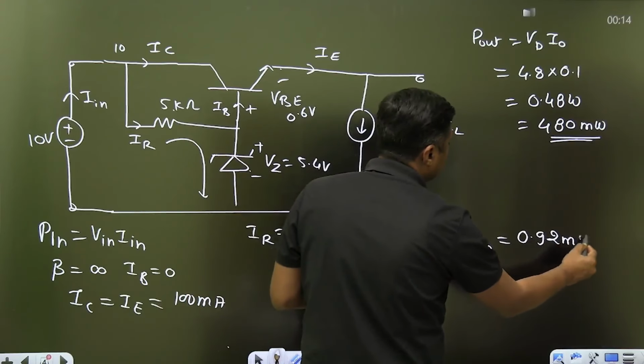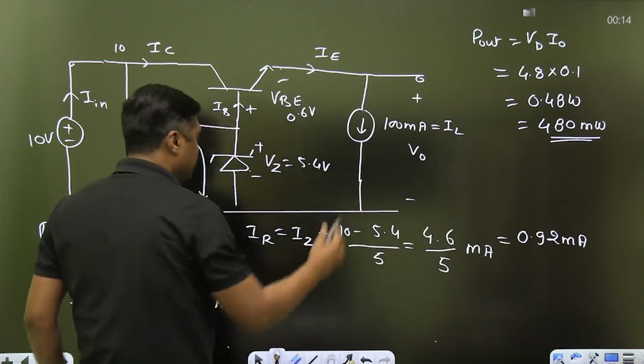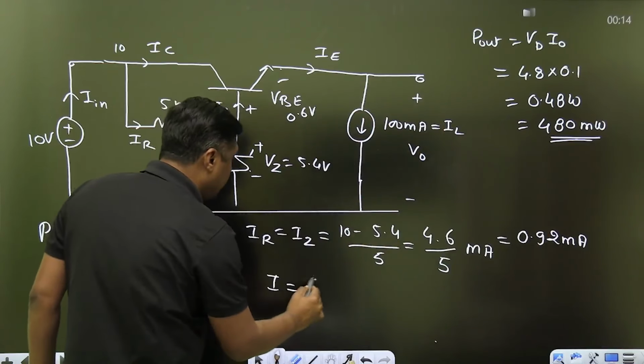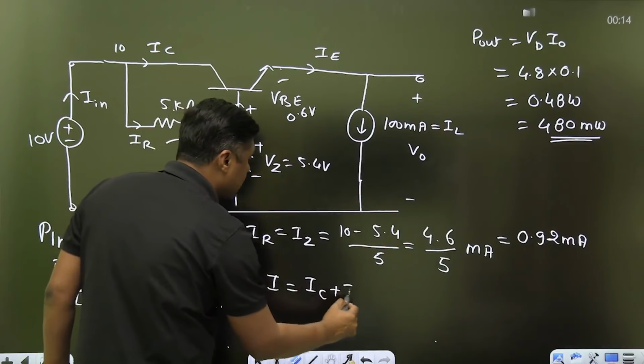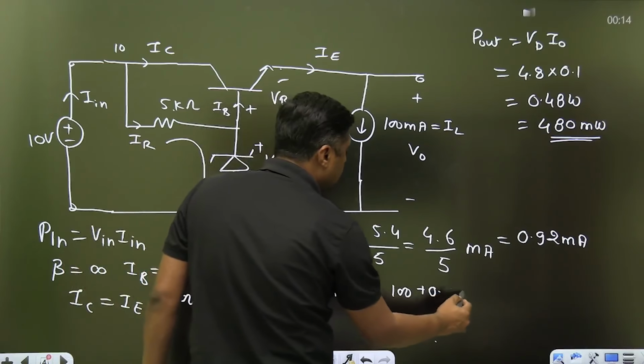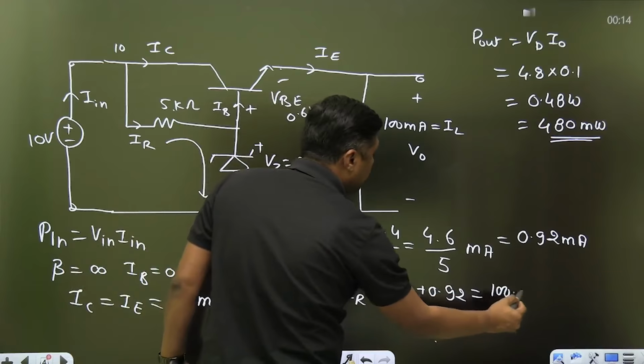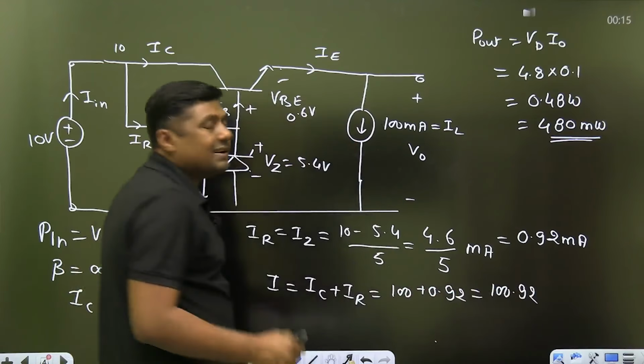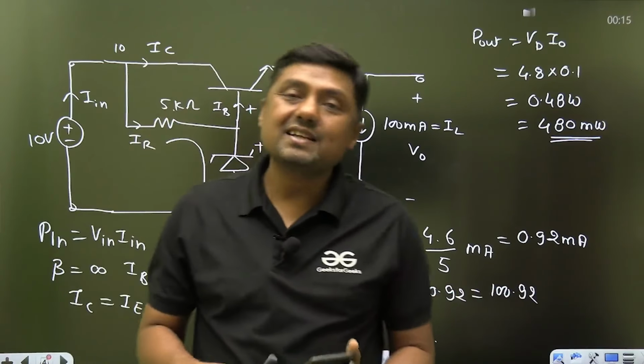0.92 milliampere. And what was the current here? 100 milliampere. So what is the total current given by the battery? IC plus IR. That is 100 plus 0.92, which is 100.92. And that's why it is given, guys: neglect the Zener diode current.